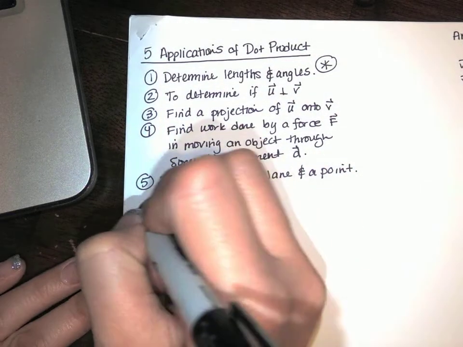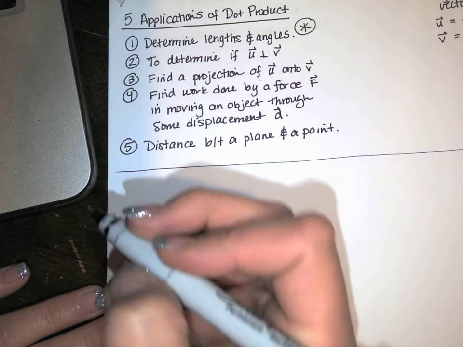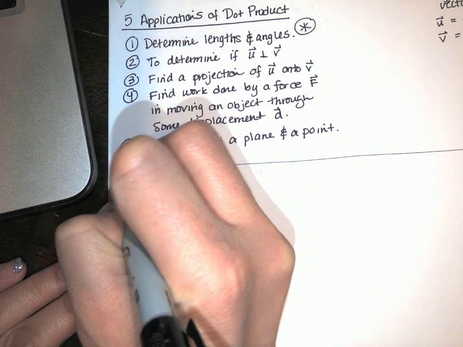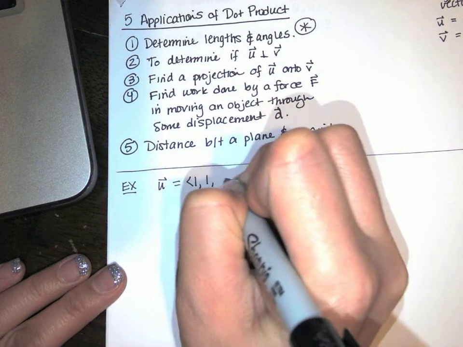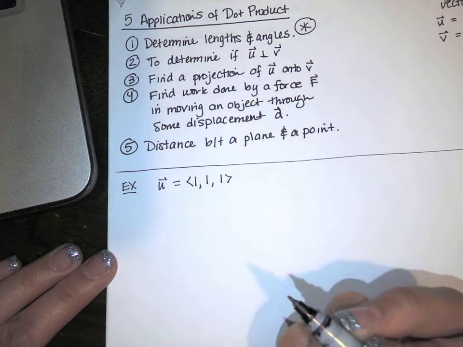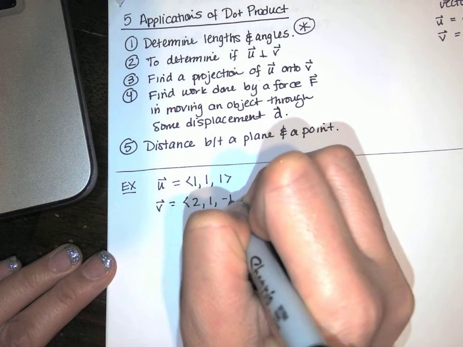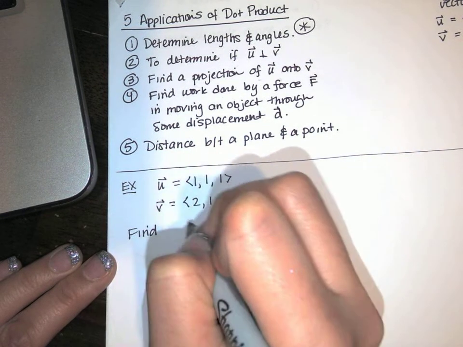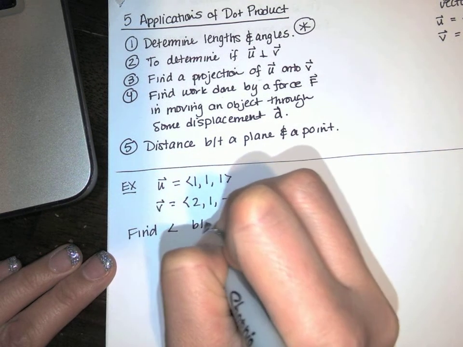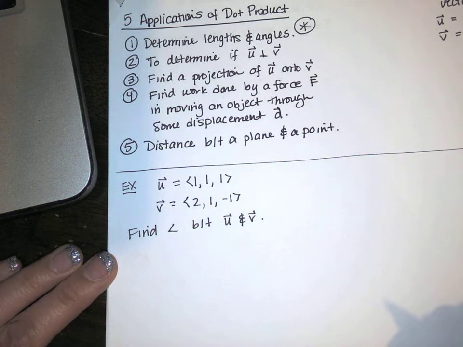But let's look at number 1, and let's look at a simple example. Let's say you're given two vectors, u equals the vector with components 1, 1, 1, and v equals the vector with components 1, 2, negative 1, and someone asks you to find the angle between the two vectors. Well, it's pretty easy.